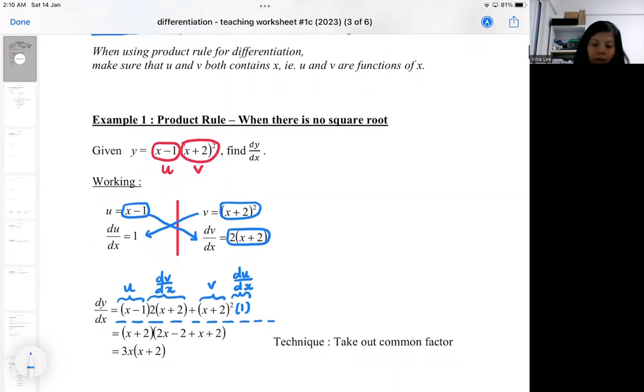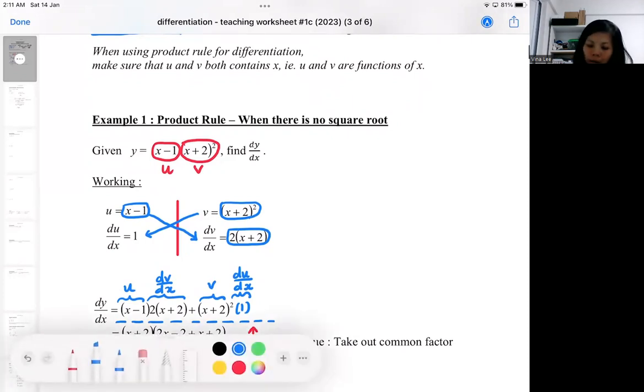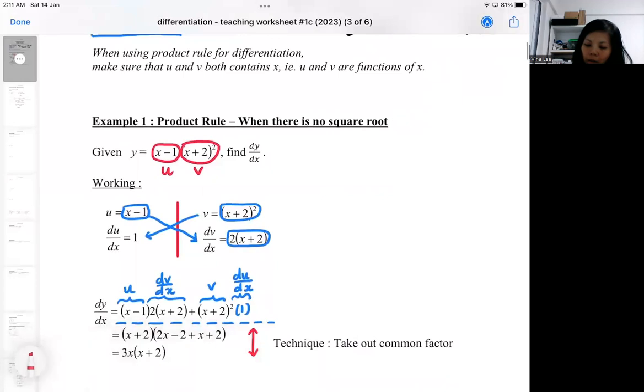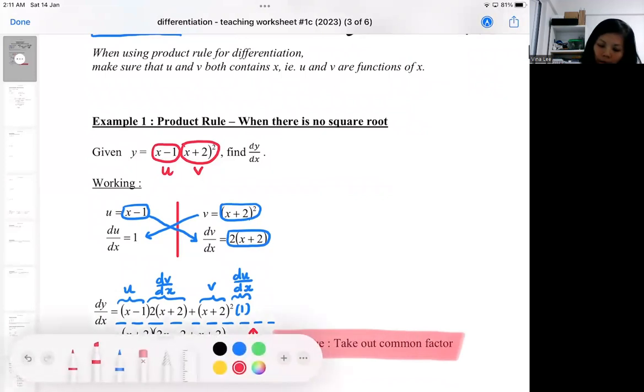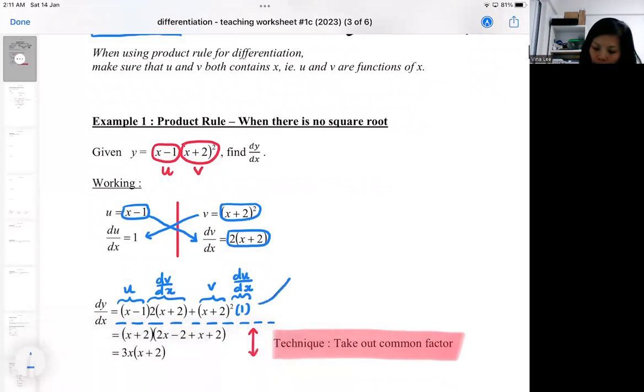After the dotted line, you have already done the differentiation. After the dotted line, no more differentiation. So what comes after the dotted line? It will be your simplification. How do you simplify the expression? In the case where there's no square root, the technique usually will be to take out common factor. In case some of you, usually I get people who didn't understand how to take out common factor here, let me rearrange a little bit. You take a look.